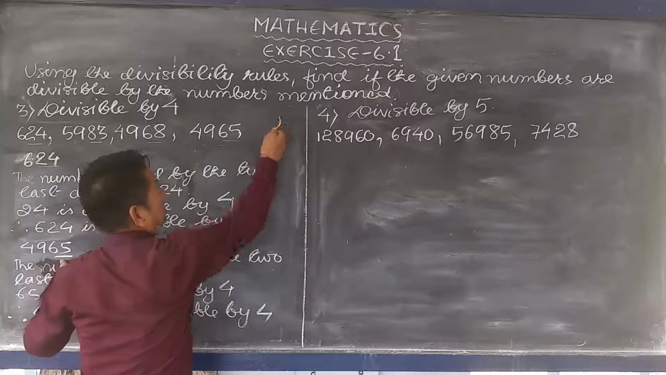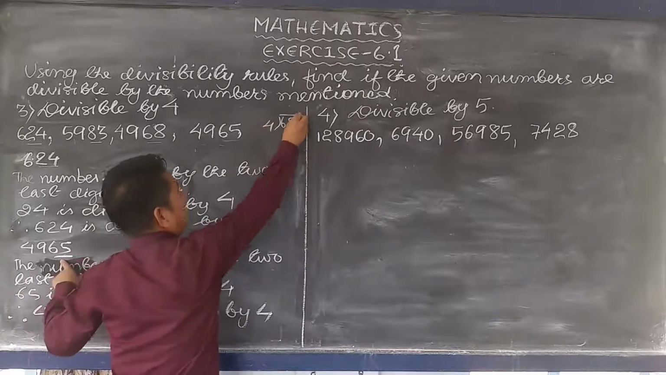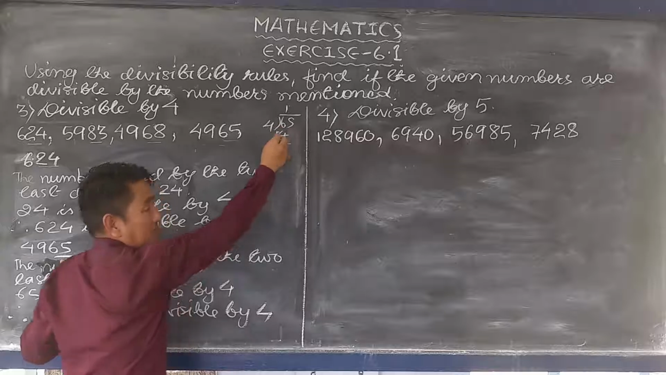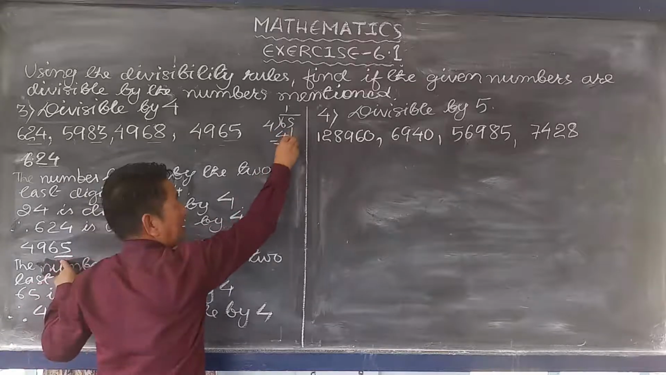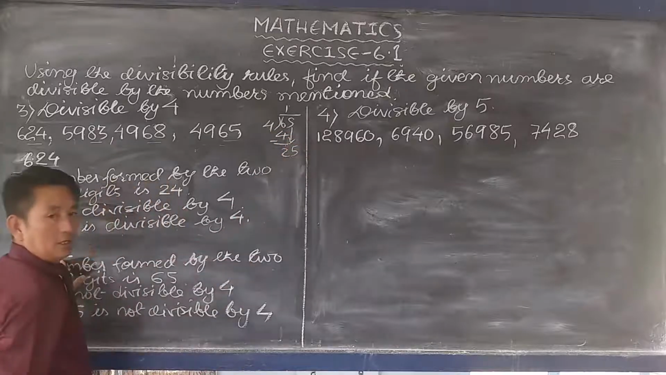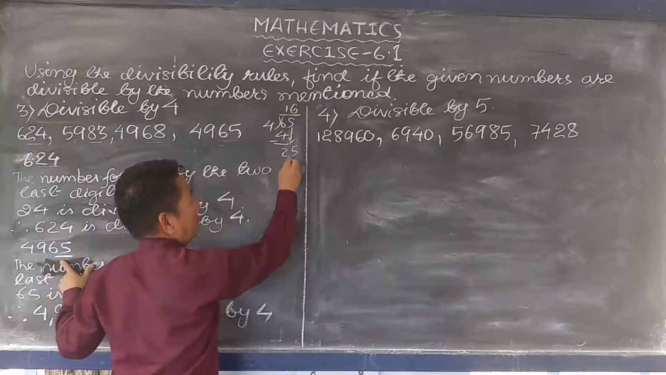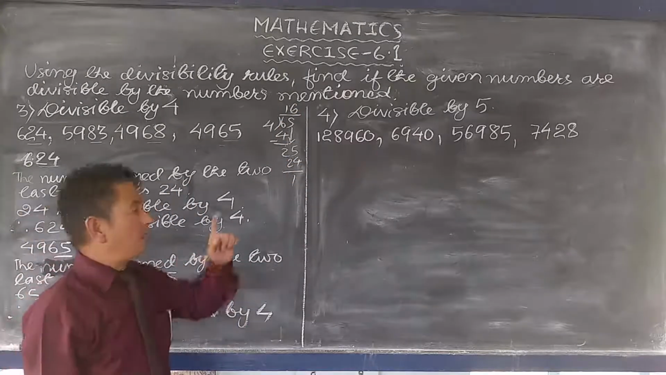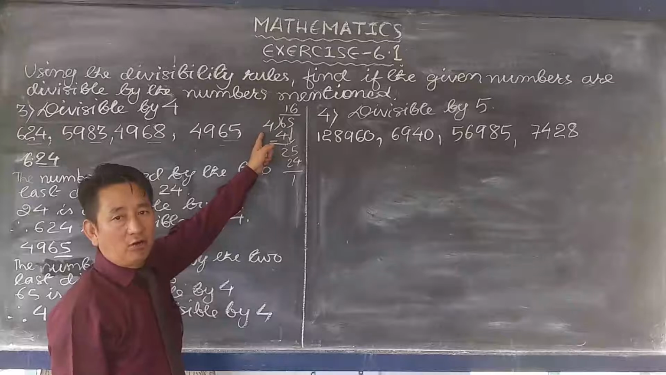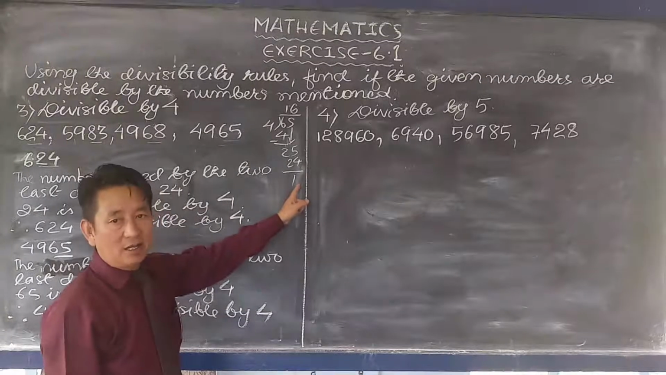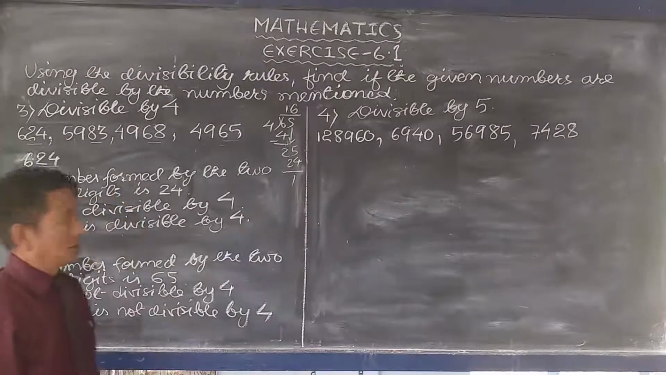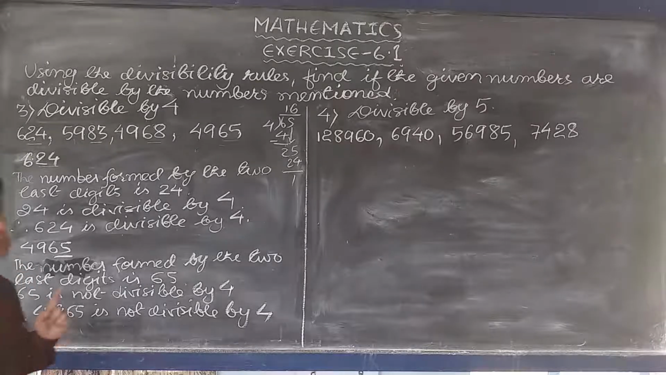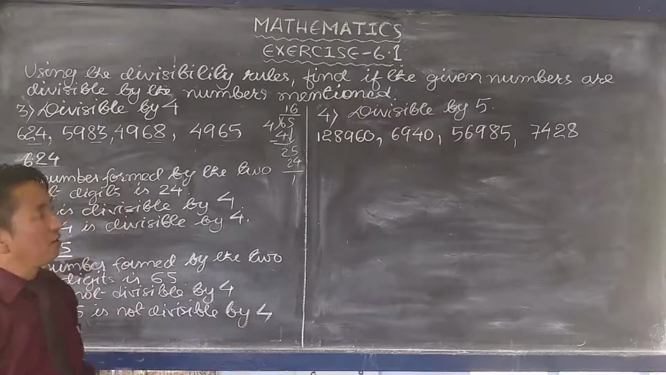65 is not divisible by 4. As you can see here, 4 ones are 4, 2 left, 6 minus 4 is 2. We'll bring this 5 down here. 4 sixes are 24. Here, 65 is not completely divided by 4. As you can see here, 1 is the remainder. So this number 4965 is not divisible by 4.